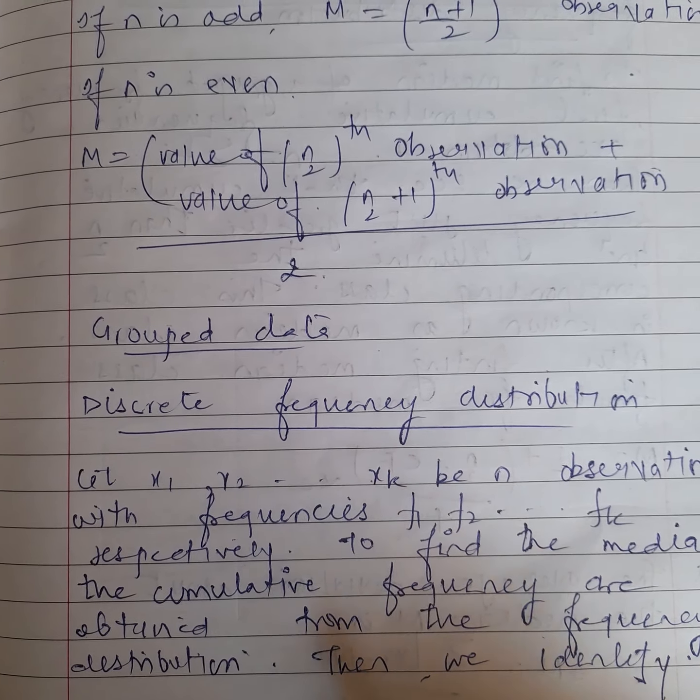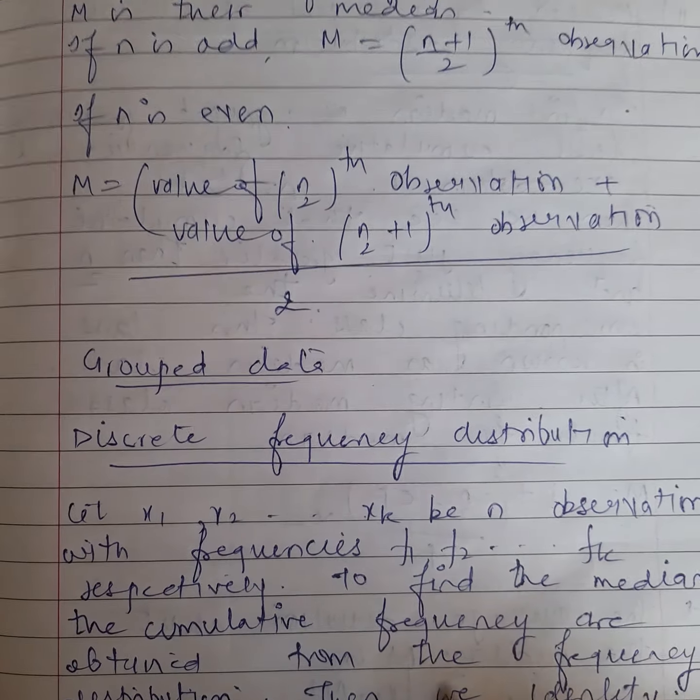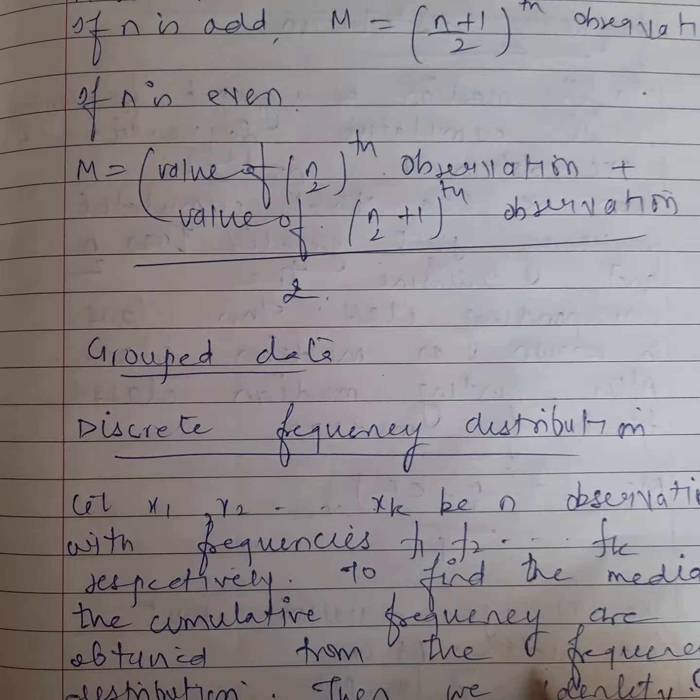From the frequency distribution, the first step is to calculate the cumulative frequency. Then we identify the observation whose cumulative frequency is equal to or just greater than the (n plus 1) by 2 observation. Also, here n is the summation of fi. The value of that observation is the required median.